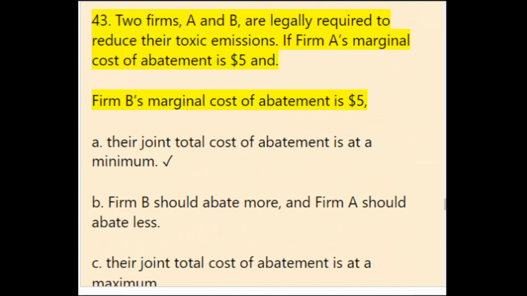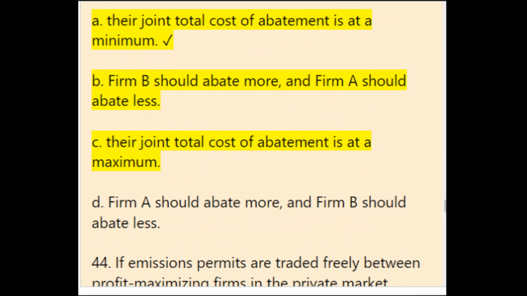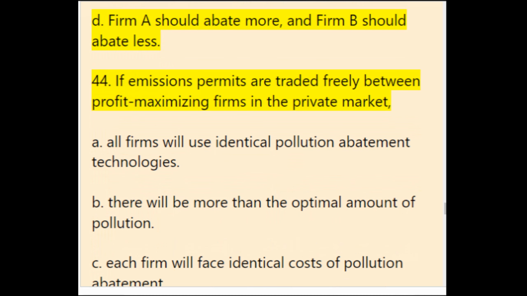43. Two firms, A and B, are legally required to reduce their toxic emissions. If firm A's marginal cost of abatement is $5 and firm B's marginal cost of abatement is $5, then: A. Their joint total cost of abatement is at a minimum. B. Firm B should abate more, and firm A should abate less. C. Their joint total cost of abatement is at a maximum. D. Firm A should abate more, and firm B should abate less.